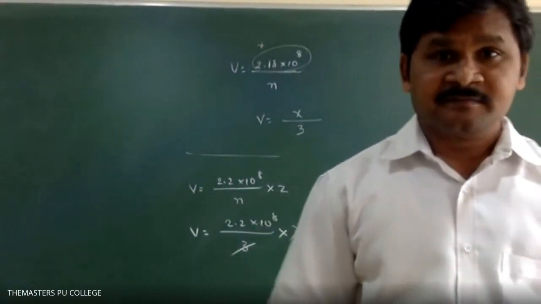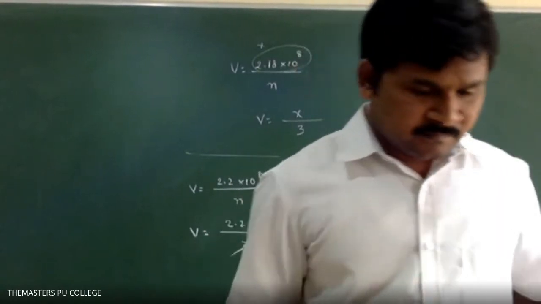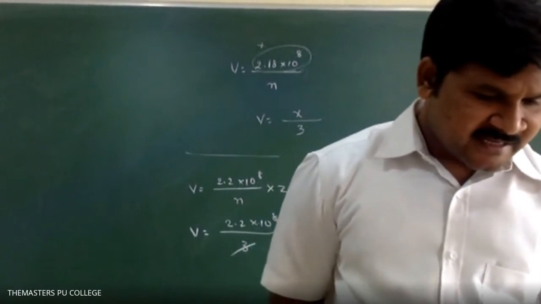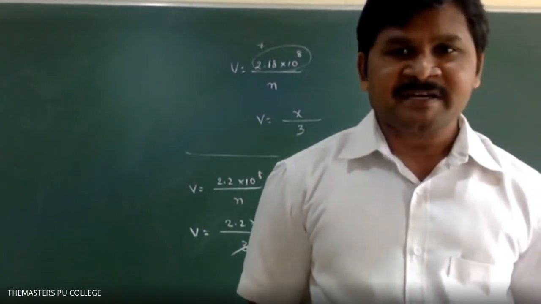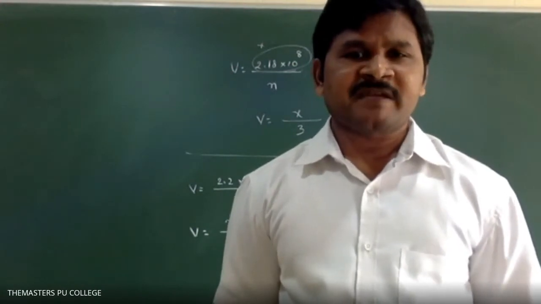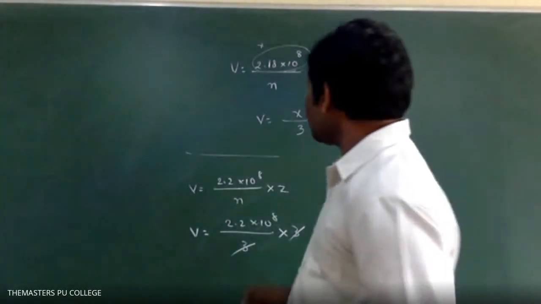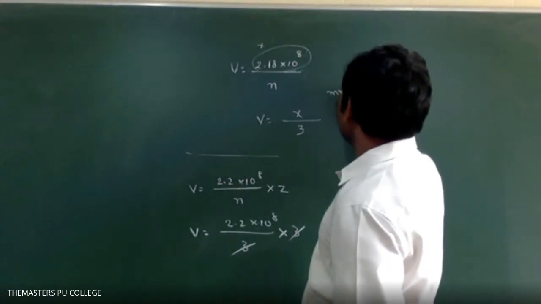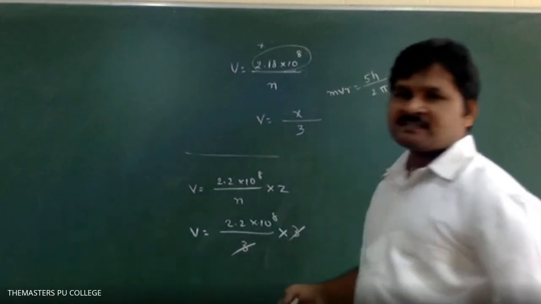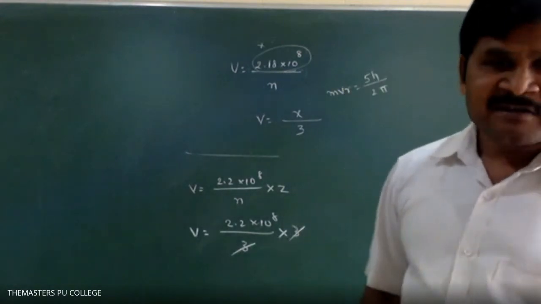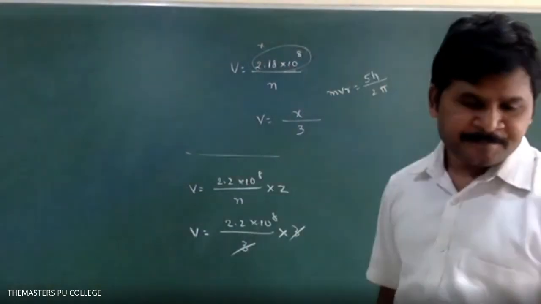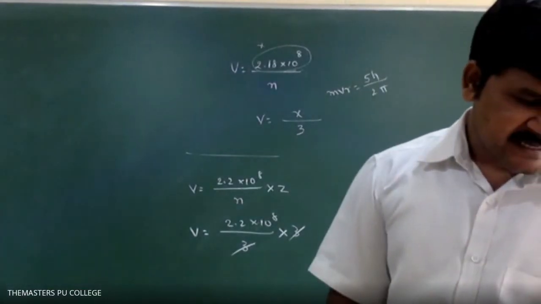Question number 84. According to Bohr's theory, the angular momentum of electron in fifth orbit is MVR is equal to 5h by 2 pi. 5 by 2 is 2.5, so 2.5 h by pi. Okay, option 1. Next, 85.